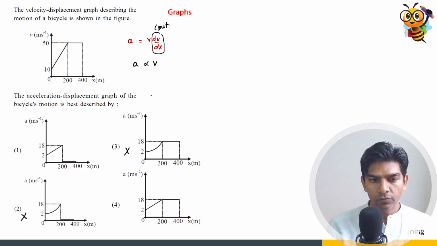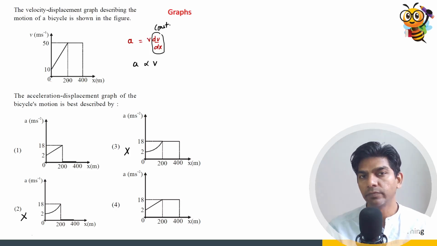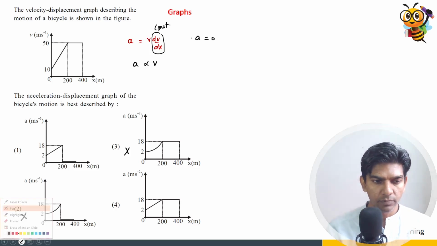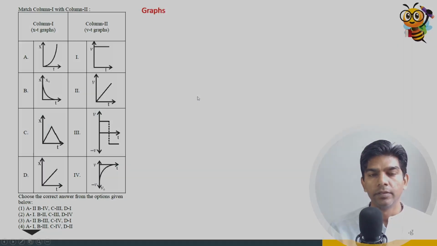Right? Now, after that, velocity becomes constant. So we can say dv by dx will become 0. So acceleration will become 0, right? So option 1 is the right answer, where first it increases linearly and then it will become 0. So option 1 is the right answer. Now let us see this question.